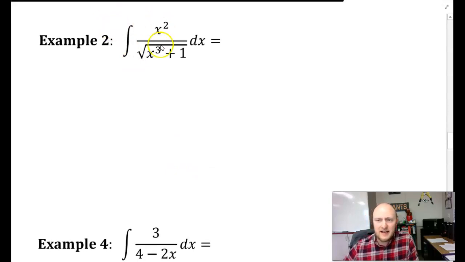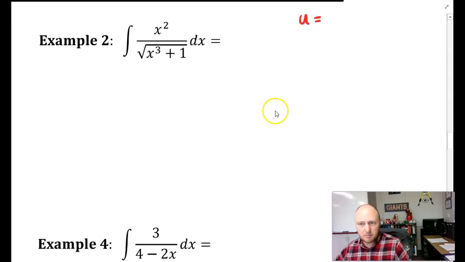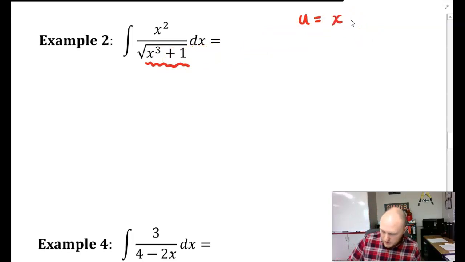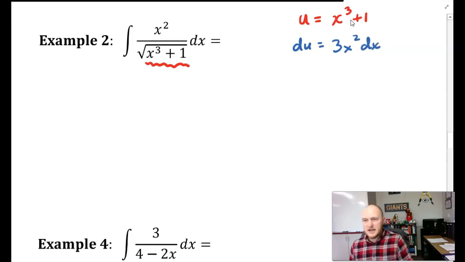The integral of x squared over the square root of x cubed plus 1 dx. Now again, step number 1, identifying u, is the most complicated part. You'll get pretty good at this. You'll see, okay, what can I do to make this substitution? Here's some tips. Whatever your radicand is, that's generally what your u is going to be. So my u here is x cubed plus 1. And then my du, the derivative of this, is going to be 3x squared dx.